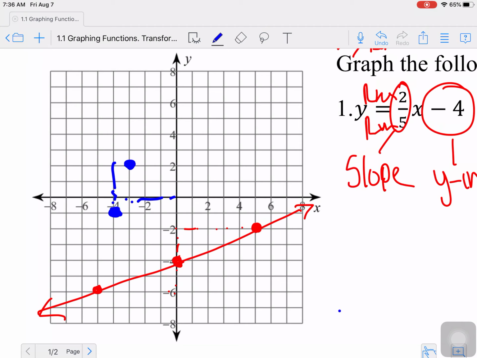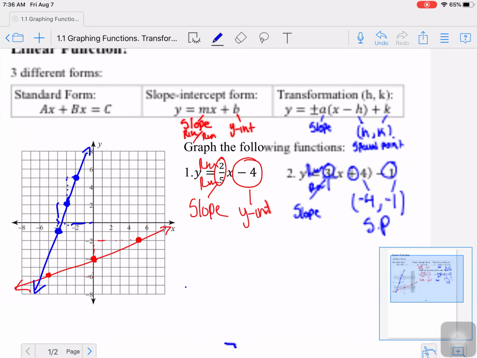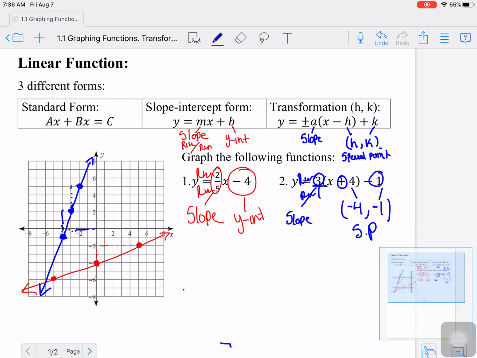Again, if you want to be more accurate, it seems like I have more space on the right, so I can actually keep going. So up 3 over 1. Cool. So now just connect the dots, and that should be a good, accurate representation of the two functions. So that is how you graph a linear function in slope-intercept form and transformation form.